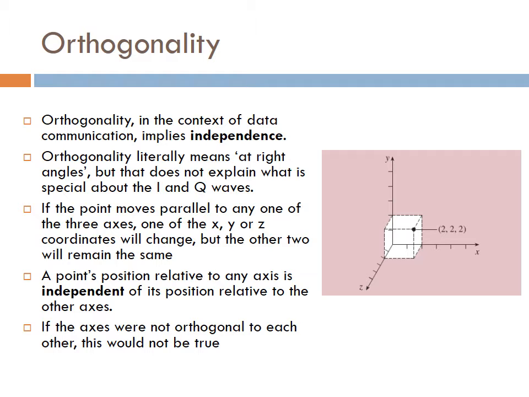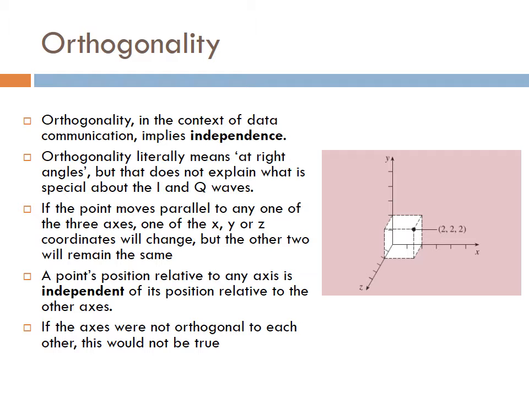So this orthogonality in the context of data communication implies independence. When we say we have orthogonal symbols, we mean that we have independent symbols. Orthogonality literally means at right angles, but that does not explain what is special about the I and Q waves.